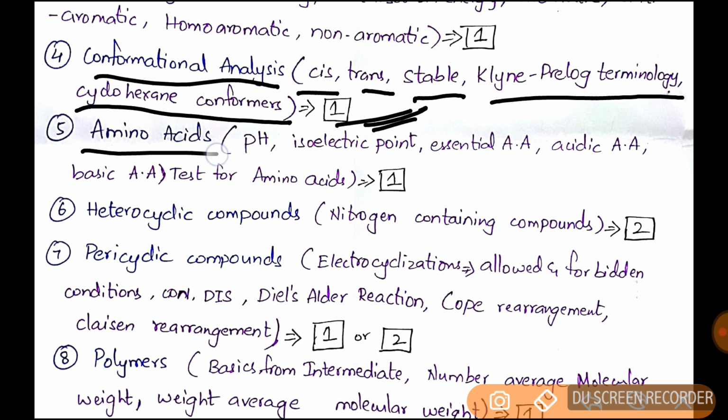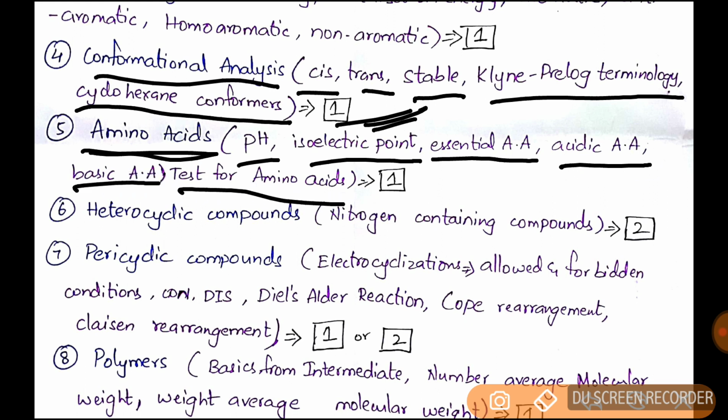Coming to amino acids, these are the basics of amino acids: pH, isoelectric point, essential amino acids, acidic amino acids, basic amino acids, and tests for amino acids. So these are the basics, guys. You can just go through these basics in any intermediate book also, and you can expect one question from amino acids. And then there are alkaloids and terpenoids also, guys.